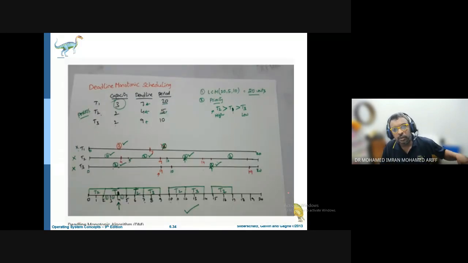So sama juga untuk deadline, monotonic scheduling pun sama juga. Semua arrival at zero, so you just calculate according to this. So this box here, T1, T2, arrive at zero, masuk at zero, so waiting time is zero. So they stop at 2, dia masuk balik at 5. So this one waiting time dia ialah 3. Masuk balik, dia stop at 7, masuk balik at 10, so waiting time dia 3. Stop at 12, masuk balik at 15, so waiting time dia 3.